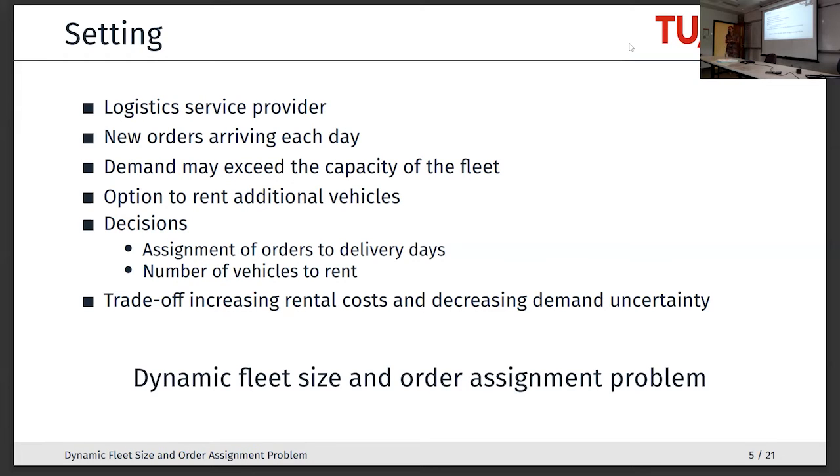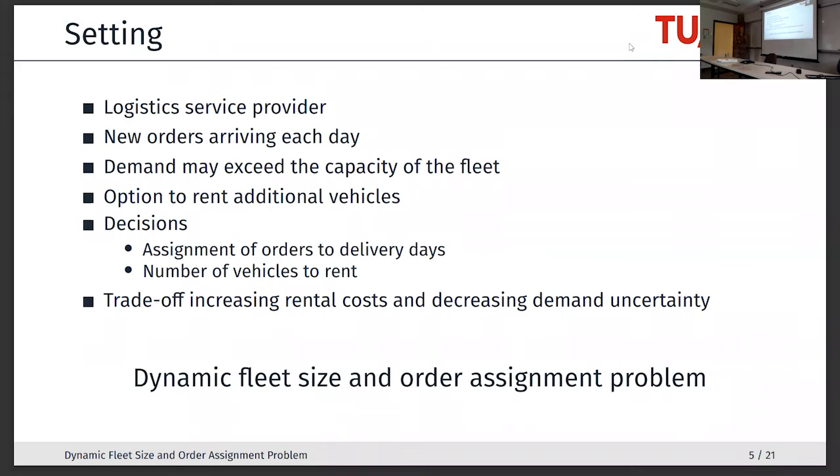So each day, the company has to assign new incoming orders to delivery days and decide on the number of vehicles to rent for each day in a planning horizon. The rental costs of the vehicles are not fixed. They increase over time, so it's cheaper to rent a vehicle well in advance than to rent a vehicle last minute. At the same time, the uncertainty regarding the total demand for a certain day is decreasing as we approach the delivery day.